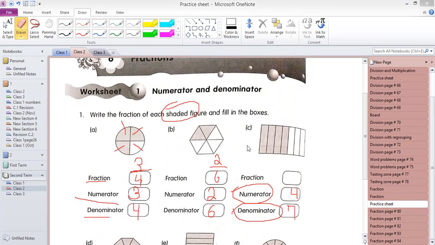I'm going to open your mic and you will tell me. Yes, guys, what will be the fraction here? 7. No, not only 7.